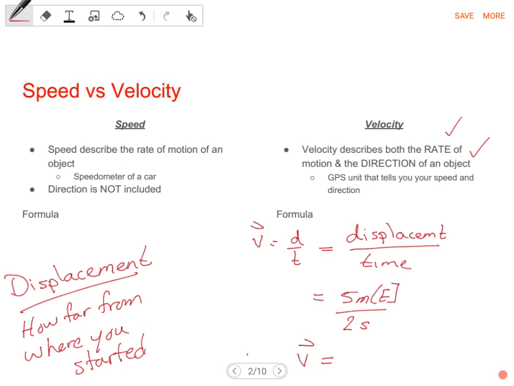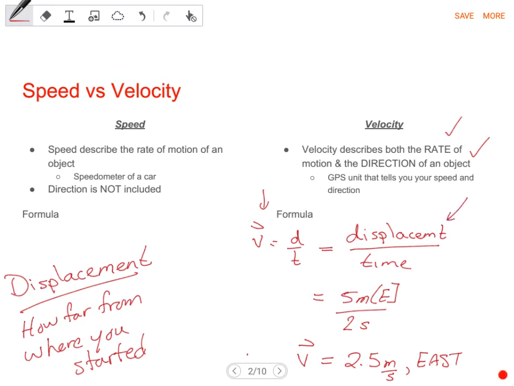Okay, now so how would you find this? You would have to do your division, and you would get an answer of 2.5 meters per second. Then you must also give your direction, which is east. All right? So I'm trying to show you here that when you have velocity, the things that are different are you have a little vector arrow on top of the V.